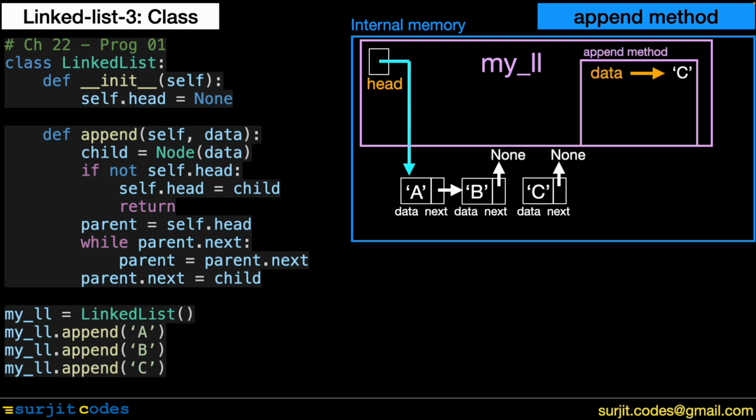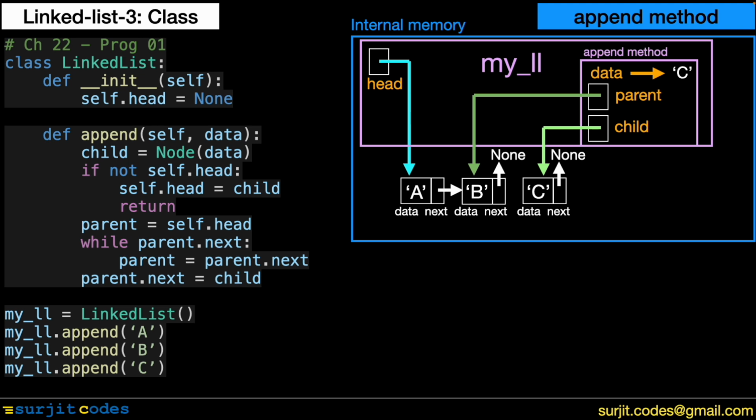Third time we append C. Once again it creates a node, saves its address in child and starts with parent equal to head. Inside the loop we move parent to the next node while the node next to parent is present. Next node of B is None, so the loop terminates and parent is now the tail of the existing list, which is its linking point with the child node.